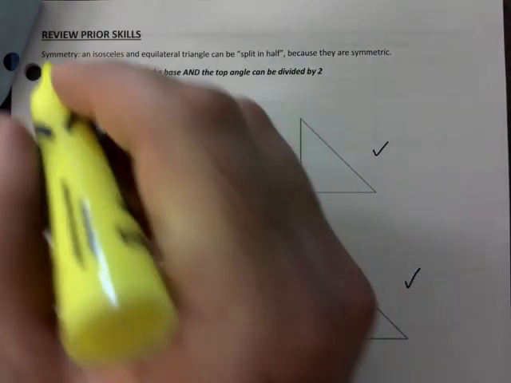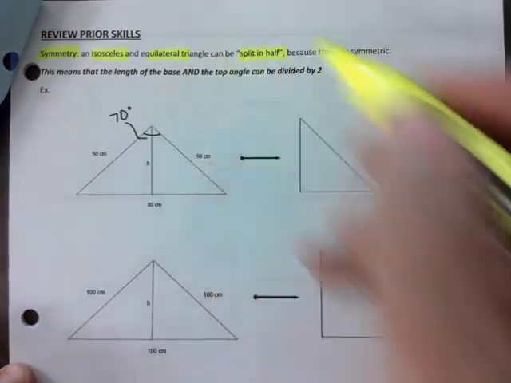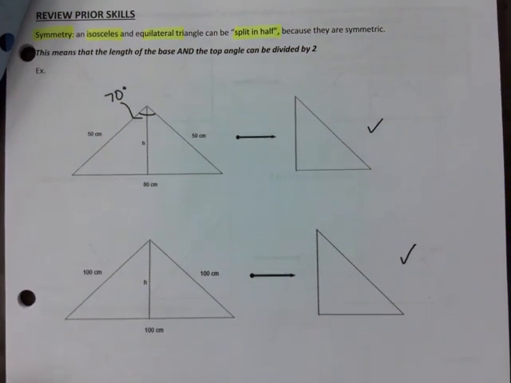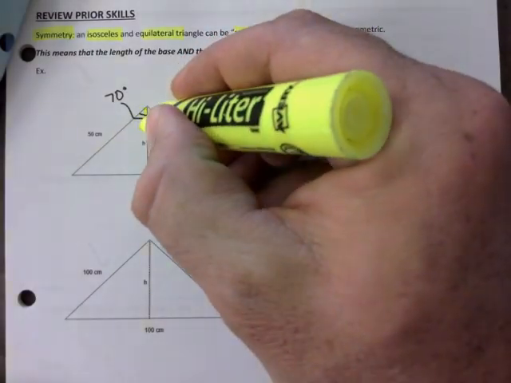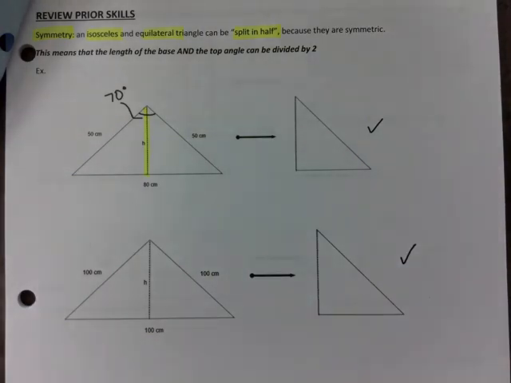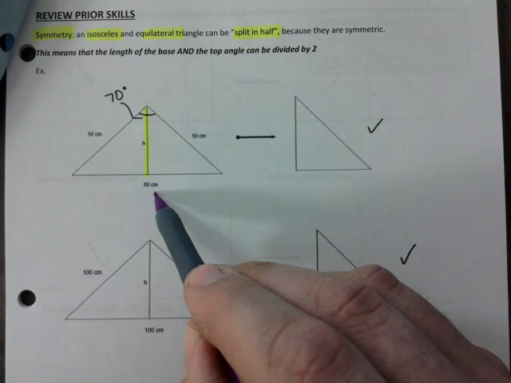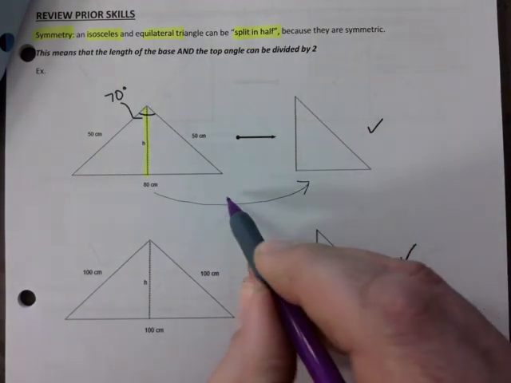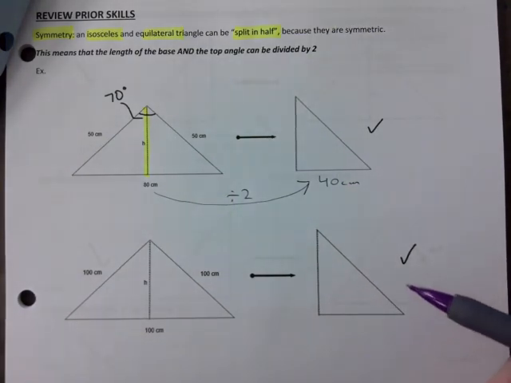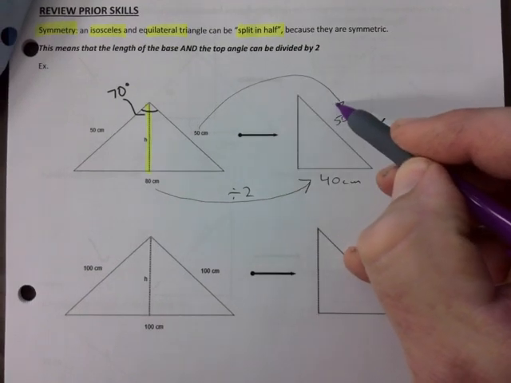Page 2. Symmetry. Isosceles and equilateral triangles can be split in half because they're symmetric. So this is what I mean, you can split it. If you see this big triangle, you can split it. And so what happens to the 80 down here? It becomes 40 centimeters. The 50 stays. This 50 just comes over here.